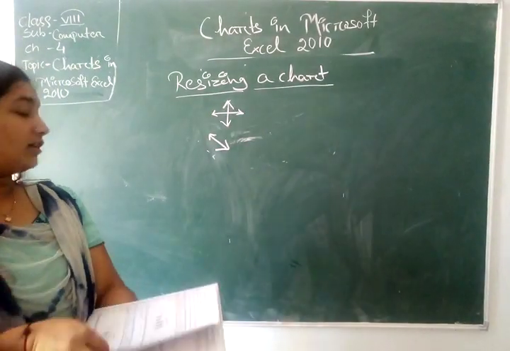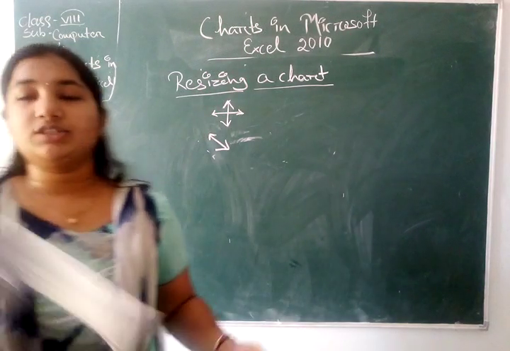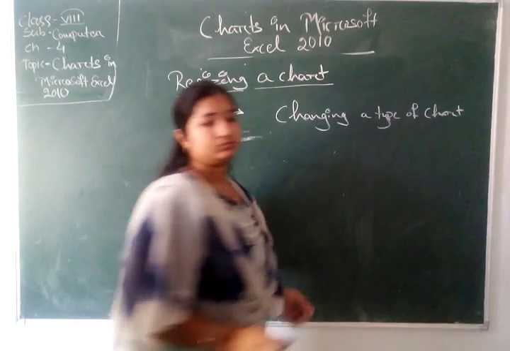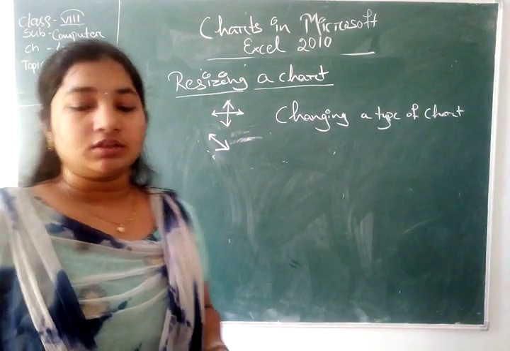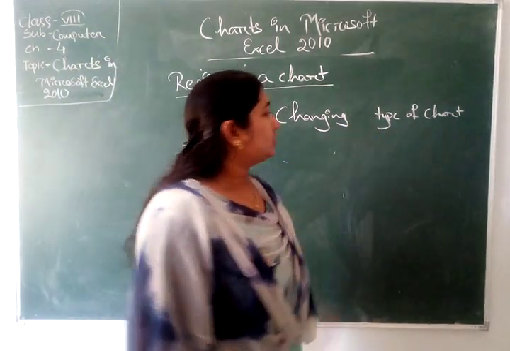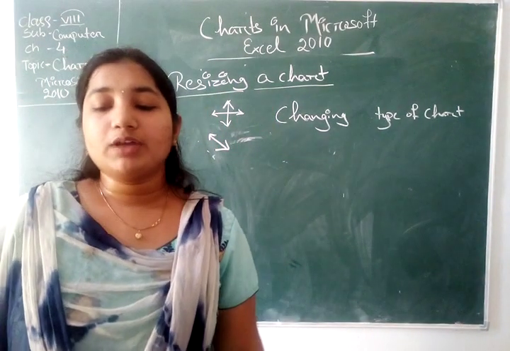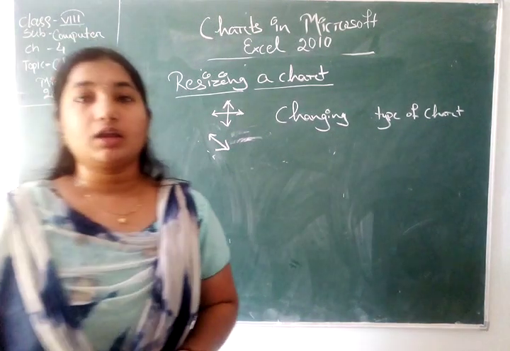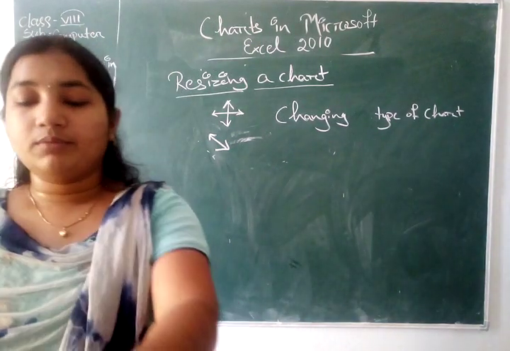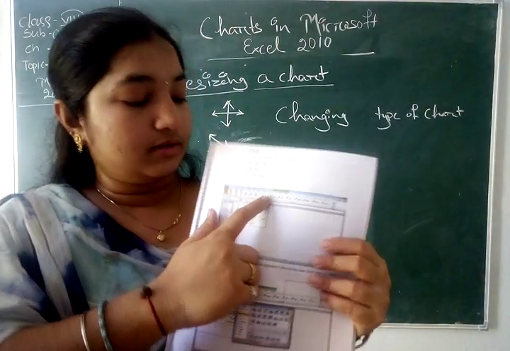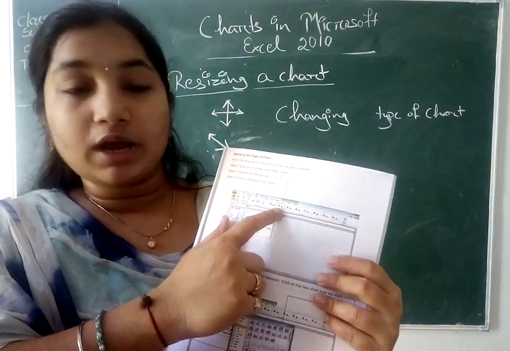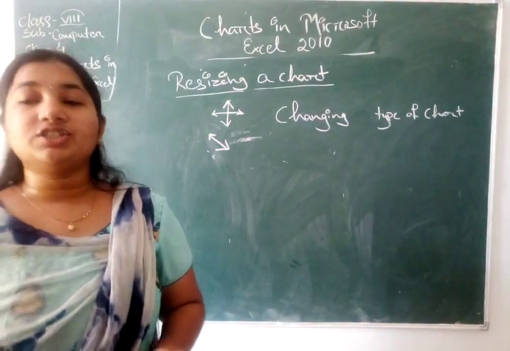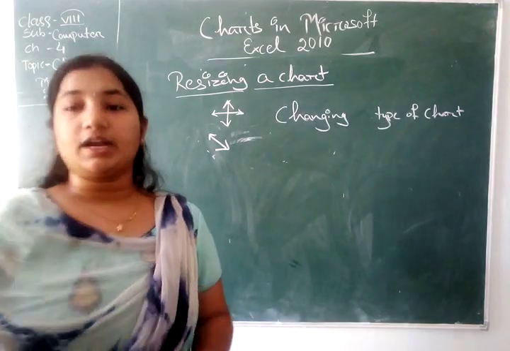So the next is changing the type of chart. In changing the type of chart, first we have to click on an empty area of the chart and click on the design tab. Here one design tab is there. After that we have to click on this. Then click on change chart type.